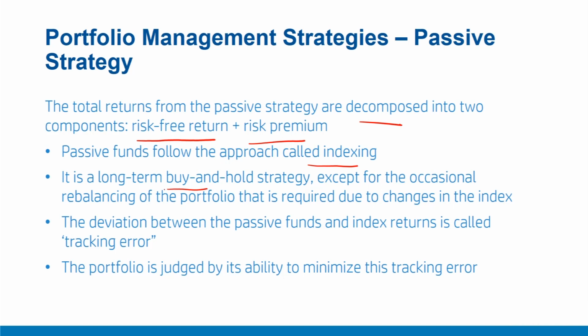How do we measure the performance of these passive funds vis-a-vis the benchmark? The deviation between passive fund performance and index returns is called tracking error. The passive portfolio is judged by its ability to minimize this tracking error, because its objective is not to beat the index but to follow the index. So its efficiency, or its ability to perform well, is measured by its ability to minimize this tracking error.